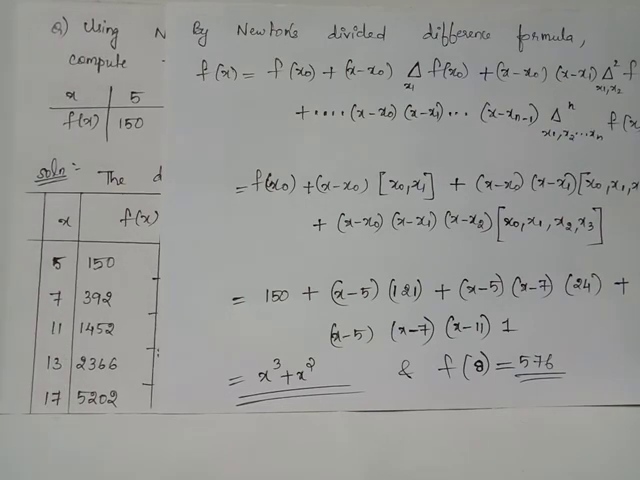Thus we have, using Newton's divided difference formula, f of x equals 150 plus x minus 5 into 121 plus x minus 5 into x minus 7 into 24 plus x minus 5 into x minus 7 into x minus 11 into 1, which will give us the interpolating polynomial x cube plus x square. Substituting x equals 8 in this polynomial, we will obtain f of 8 equals 576. You can also evaluate the value of f of 8 by just substituting x equals 8 everywhere in this expression.